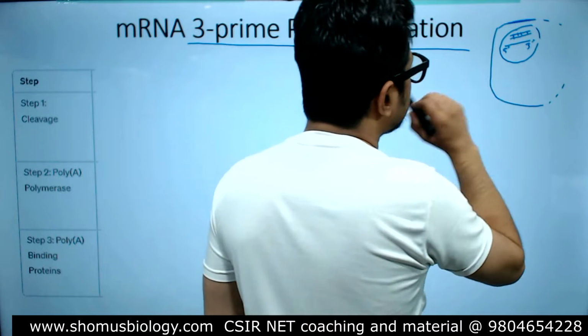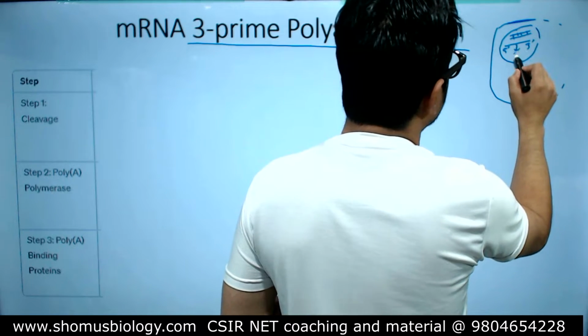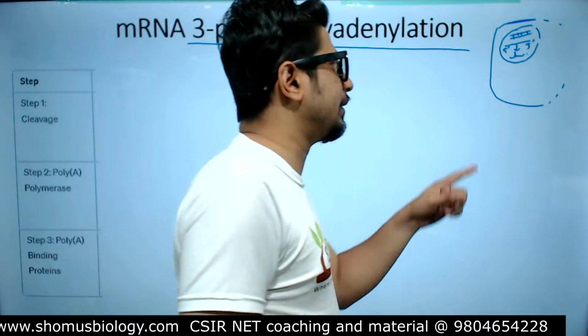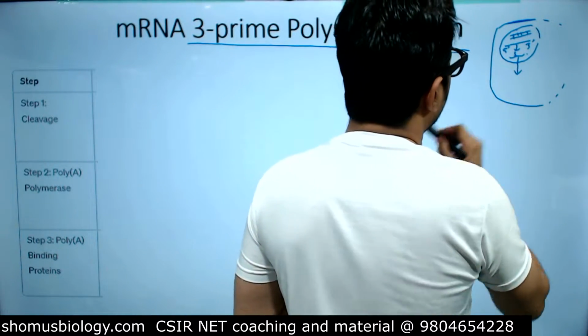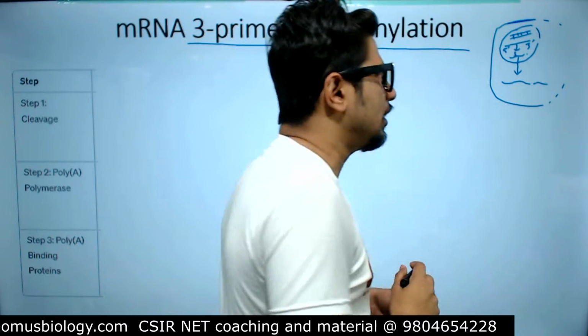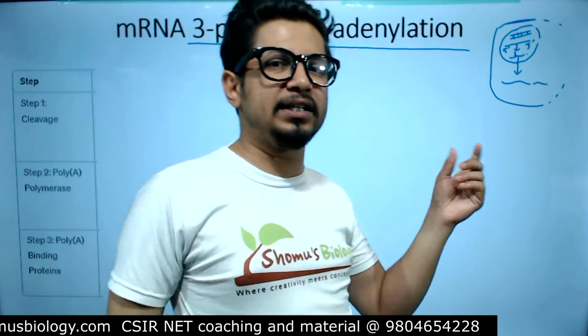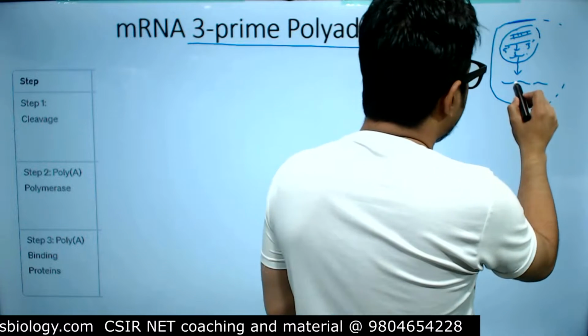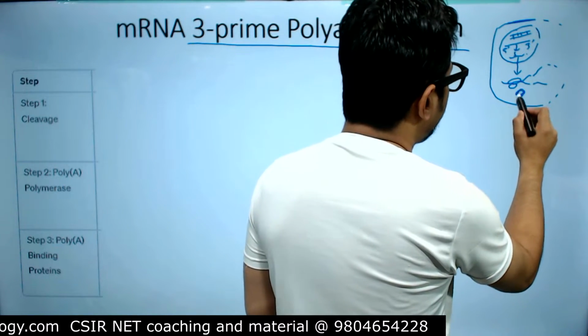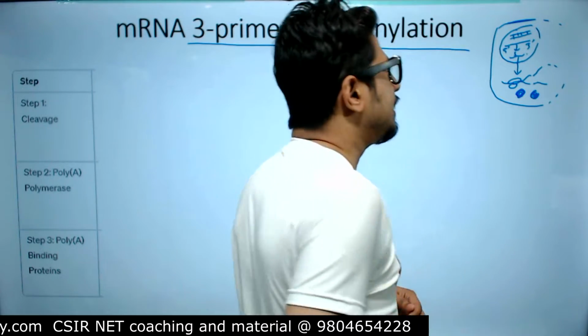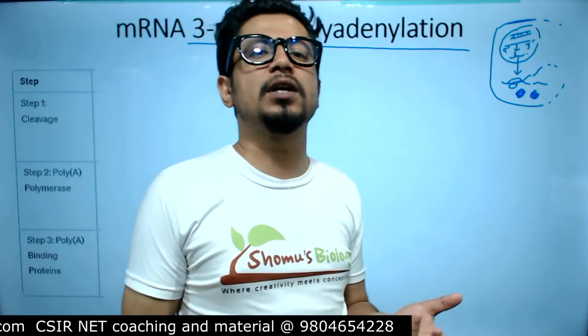Once these modifications are done, and then splicing is also done, after all this modification, the mRNA is converted to a mature mRNA. Then this mature mRNA will be transported into the cytosol. So now after the maturation, the mRNA is transported to the cytosol, and then protein synthesis will be done from this, and we'll have proteins at the end in the cytosol. This is how eukaryotic gene expression works.